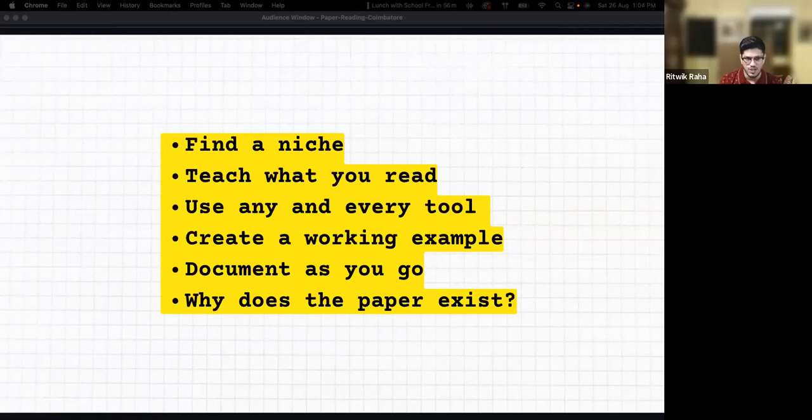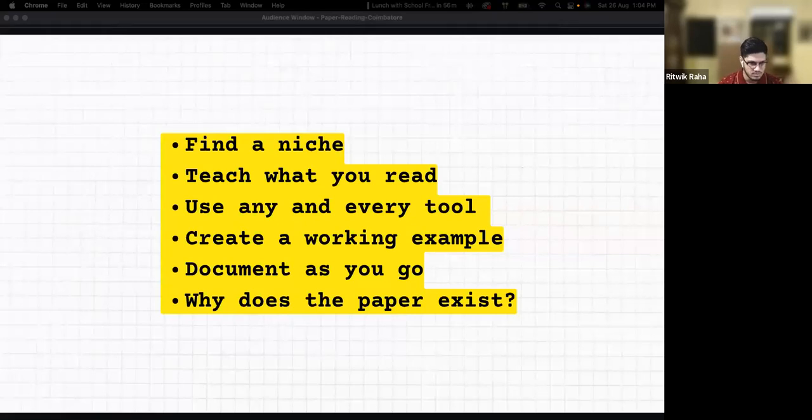So first is finding a niche. There's about 20 or 30 papers coming out every day in machine learning. If you try to read all of them, I feel sorry for you. But it's not something that we should even attempt. There's image models, vision models, large language models, reinforcement learning. You need to pick and find a niche that calls to you, that inspires you, that motivates you to read the paper. Okay, that's the first thing.